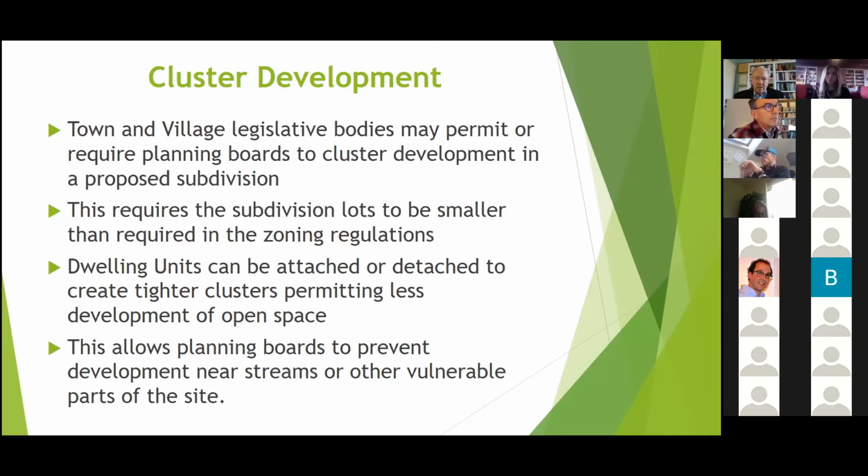So the New York State cluster subdivision law is extraordinarily ambitious. It allows you to create multifamily housing in single family zones. You can do really tight clusters. You can permit less development of open space. You can identify critical environmental areas, what you've already done or are doing in the town, and you can keep the development of the site away from those areas. So it allows, for example, planning boards to prevent development near streams and other vulnerable parts of the parcel.